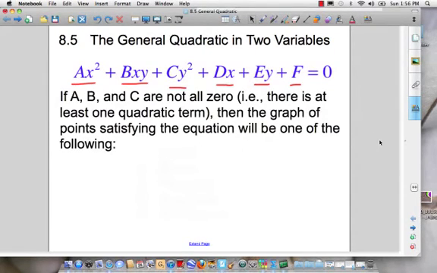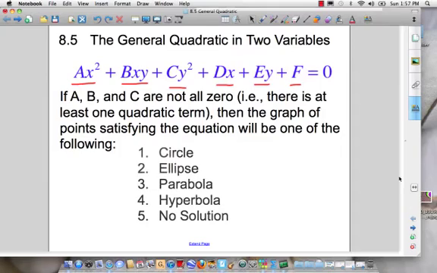if a, b, and c are not all zero, meaning there's at least one quadratic term in the equation, then the graph is going to be a conic section. Or to be more specific, the graph will either be a circle, an ellipse, a parabola, or a hyperbola. There is also the case where there's no solution at all, and the graph would be empty, although we won't really address that in this class.